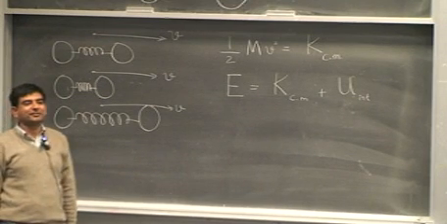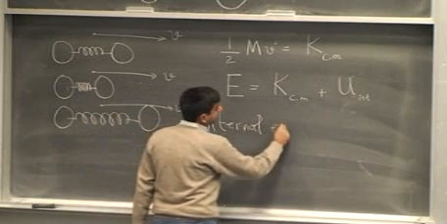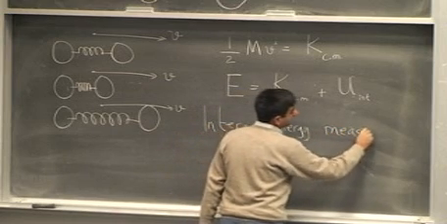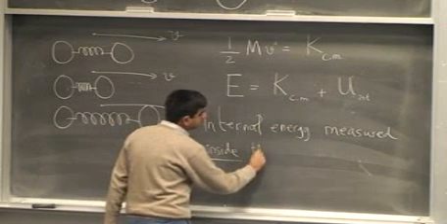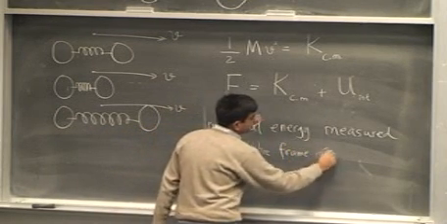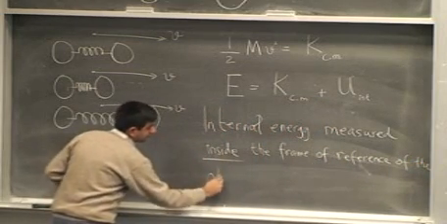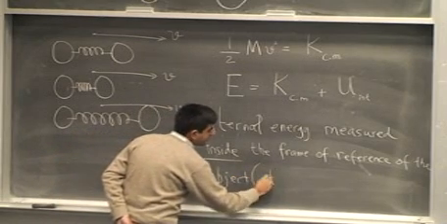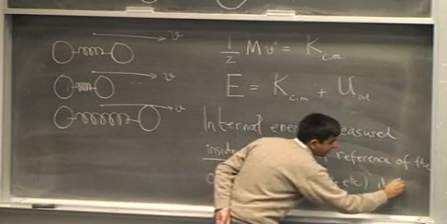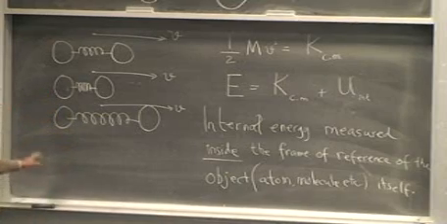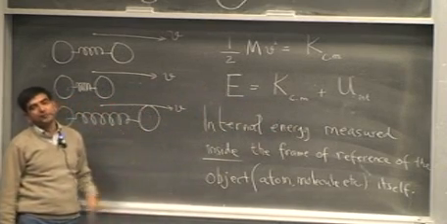All right. Which part? Last part. The definition. All right. So the internal energy is the energy that is measured inside, remember this word, inside the frame of reference of the object itself. And the object could be an atom, it could be a molecule, etc. So even though we have different or the same center of mass kinetic energies, the internal energies in the three cases will be different.